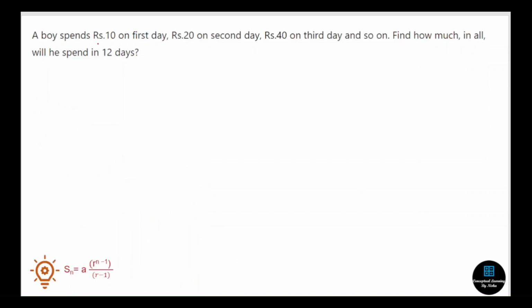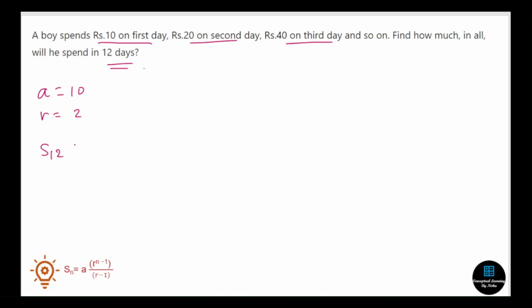A boy spends rupees 10 on the first day, rupees 20 on the second day, 40 on the third day, and so on. Okay. So how much in all did he spend in 12 days? It is clearly stated that this is a GP, right? So I can say that the first term is 10. Now the common ratio r doubles every time, so it is 2. And we have to find S12.